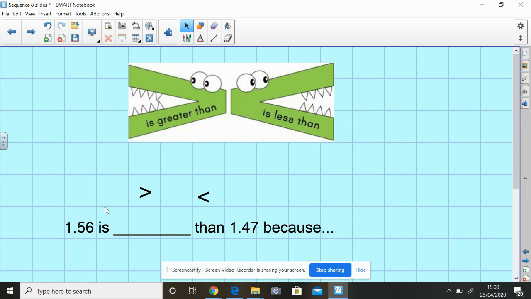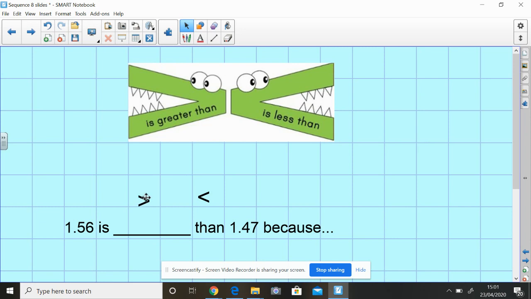Okay, so look at the first digit. We have a 1 here and a 1 here, so they're both the same, so we need to move to the next column. The next column, we have a 5 here and a 4 there. They're different, so which one is this one? Is 5 greater than or less than 4? We know that 5 is a bigger number than 4, so 1.56 is greater than 1.47 because the number in the tenths column is greater.